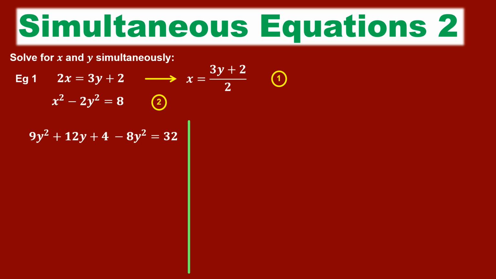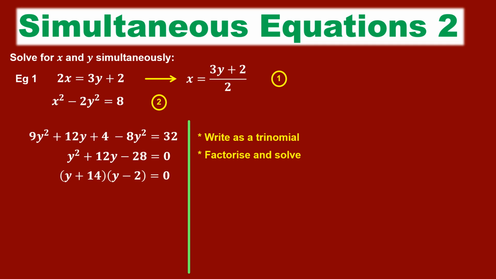Okay, the last step we had was 9y squared plus 12y plus 4 minus 8y squared is equal to 32. From here it's easy. The process is always to get our trinomial, in other words, to write the equation with a 0 on one side, and we end up with y squared plus 12y minus 28 is equal to 0, which is easy to factorize and solve.